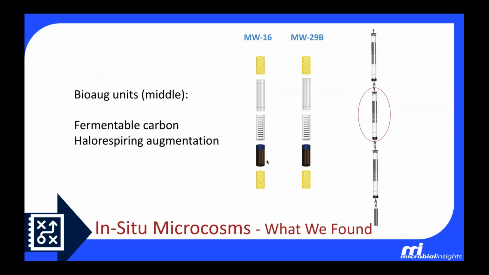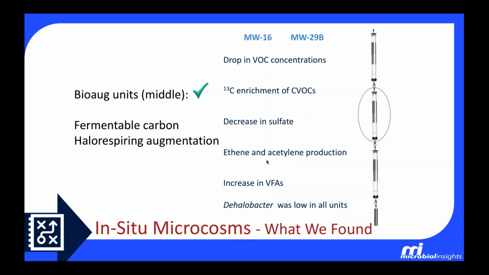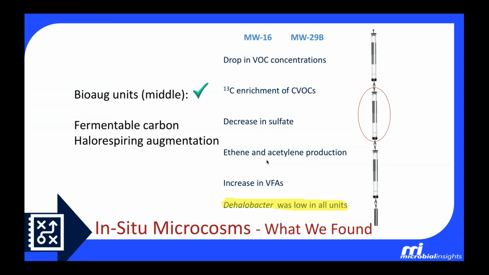Due to time today, I'm not going to get into all the data and show you all the results, but the end result of the study was that the middle unit showed the highest likelihood for success. In that unit, there were drops in the VOC concentrations, an increase in the enrichment of daughter products based on CSIA analysis. We saw decreases in sulfate and increases in our volatile fatty acids, along with end-product production, seeing ethene and acetylene being produced in the unit.